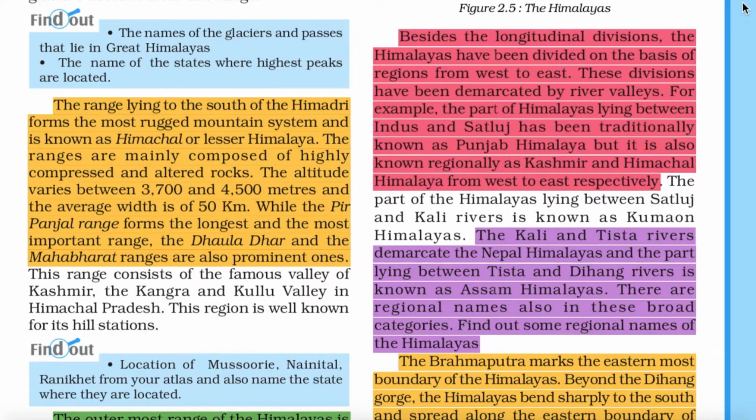The part of the Himalayas lying between Satluj and Kali rivers are known as Kumaon Himalayas. The Kali and Tista rivers demarcate the Nepal Himalayas, and the part lying between Tista and Dihing rivers is known as Assam Himalayas. There are regional names also in these broad categories. Find out some regional names of the Himalayas.